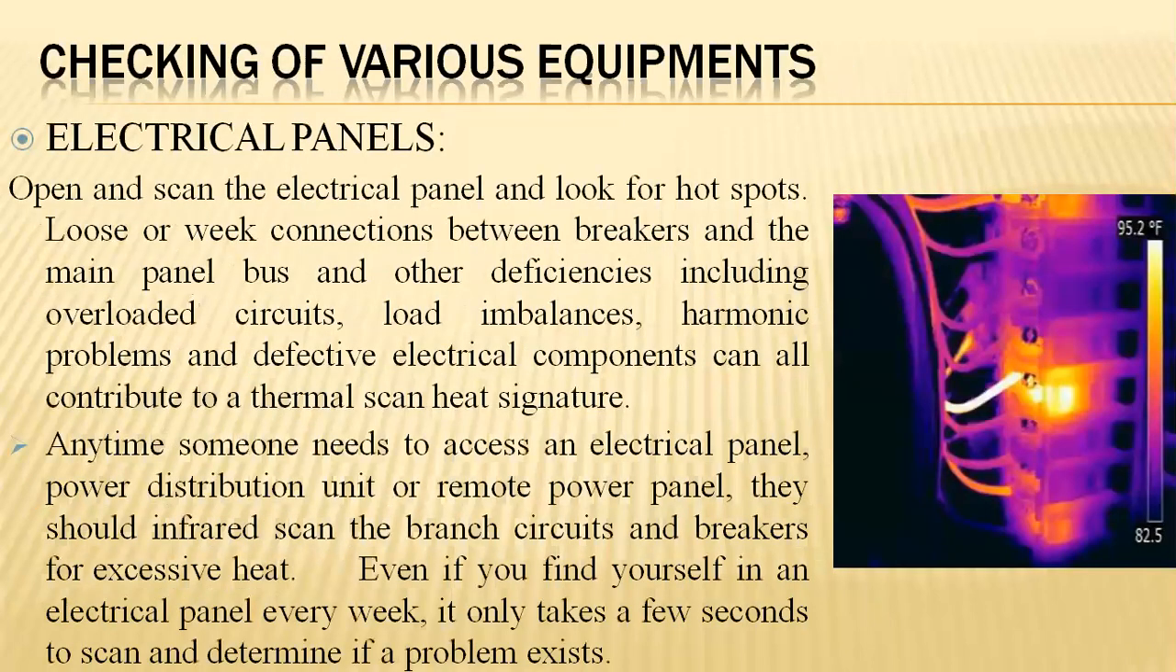Coming to the electrical panels, where identification takes place in different equipment. So what is the equipment here? Electrical panels. At that particular place where the infrared rays are captured while the object is in assembly condition, we have to open and scan the electrical panels and look for the hot spots, which are clearly digitized in the form of these pictures for us.